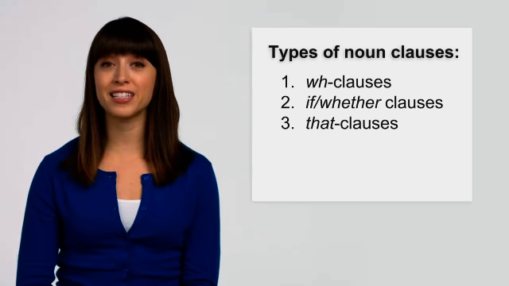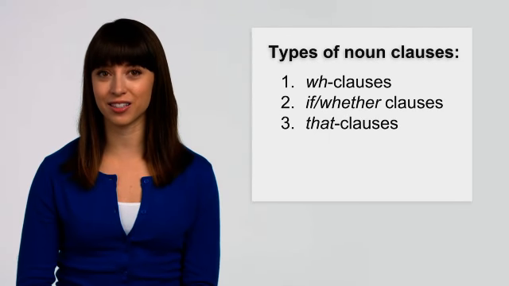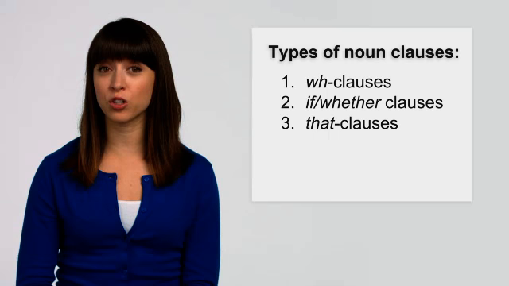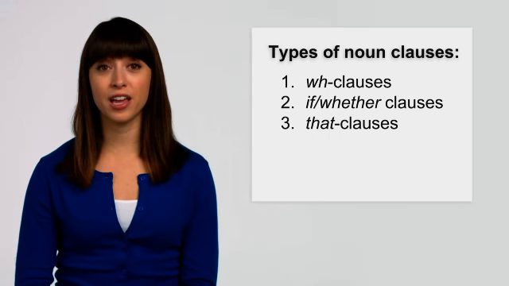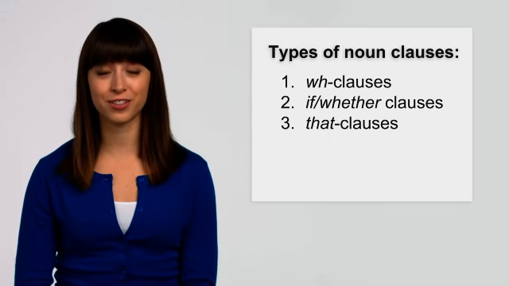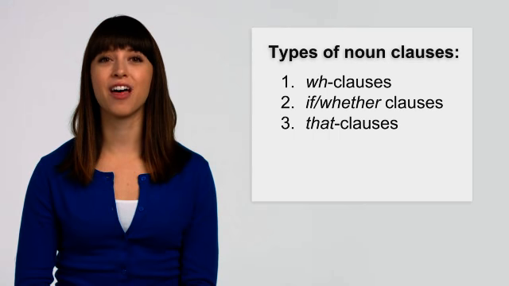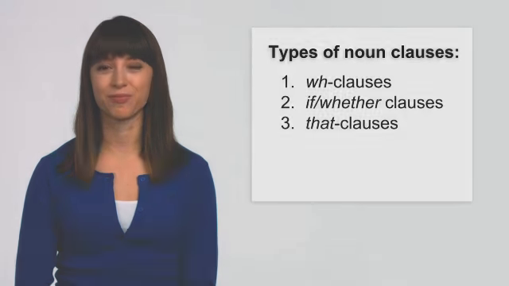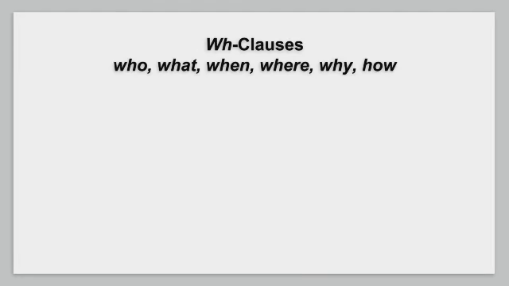There are 3 types of noun clauses: WH clauses, if or whether clauses, and that clauses. WH clauses begin with question words such as who, what, when, where, why, and how.